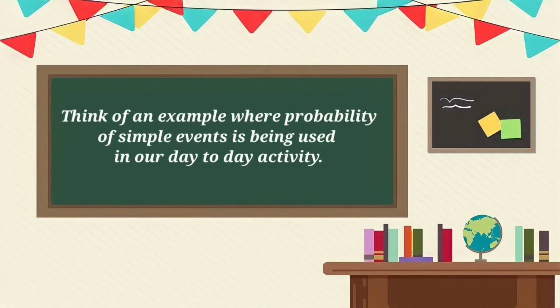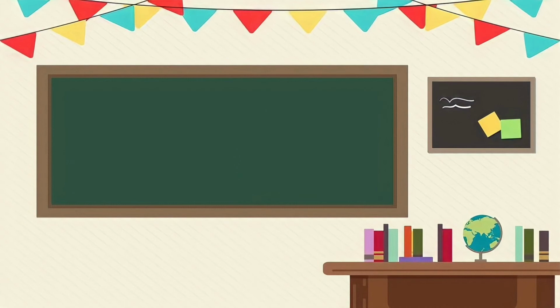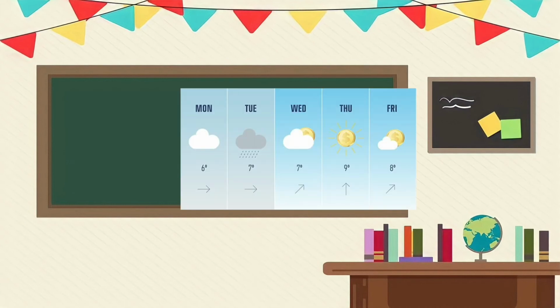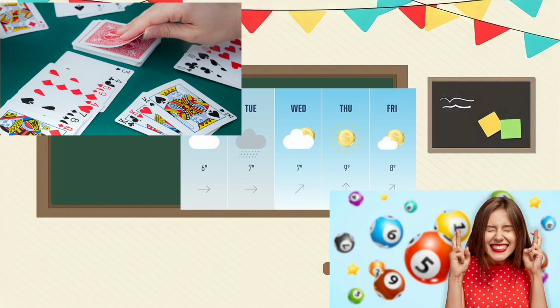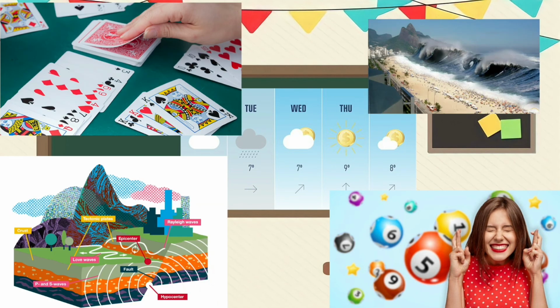This time, I want you to think of an example where probability of simple events is being used in our day-to-day activity. Here are some examples. Weather forecasting, winning the lottery, card games, natural disasters, and more. The probability of simple events plays an important role in our life. A while ago, we also discussed the probability of recovering if we get infected by coronavirus, which also helped us to take the situation seriously to be able to protect ourselves.